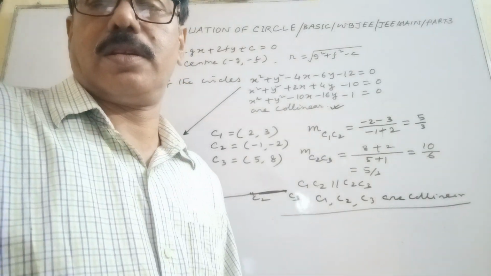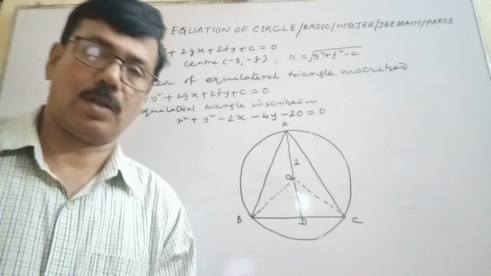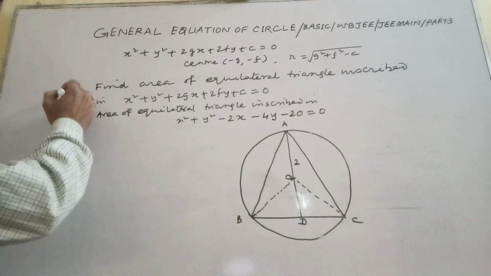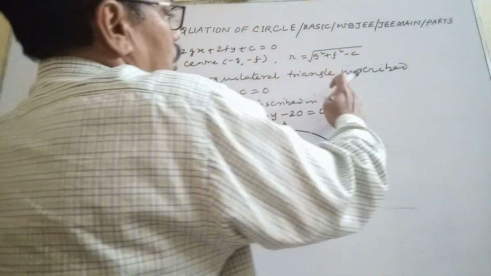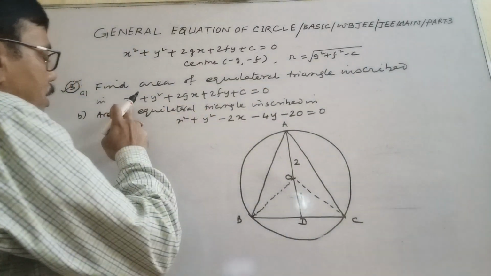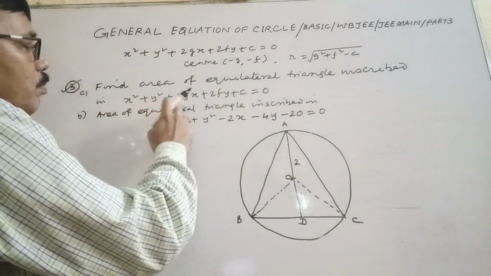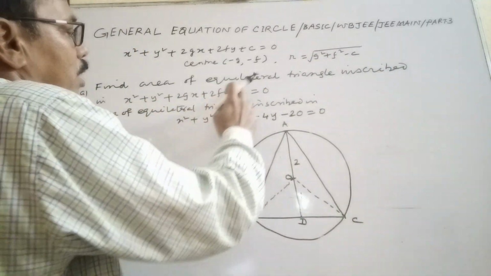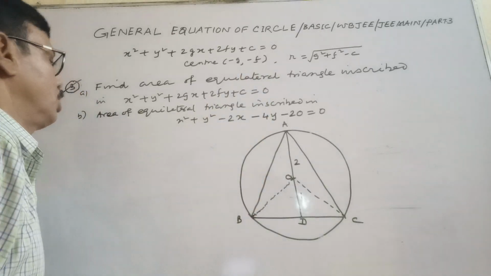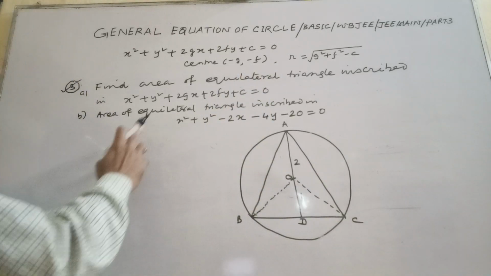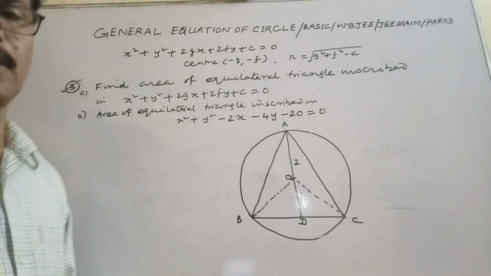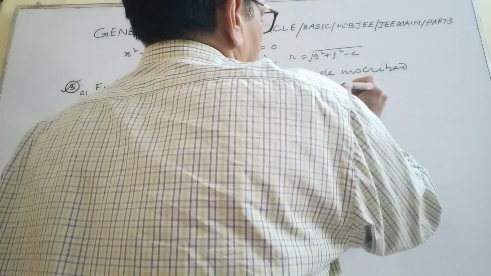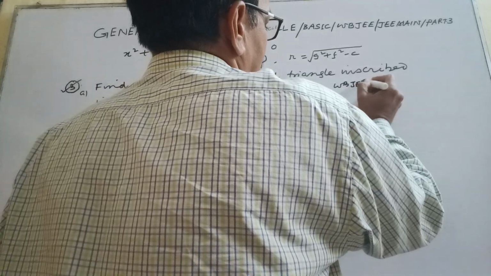Next. Now application problem number 3. Find the area of an equilateral triangle inscribed in x square plus y square plus 2gx plus 2fy plus c equals 0. This is a problem of WBJEE.